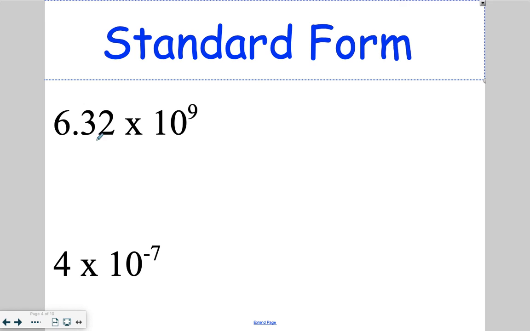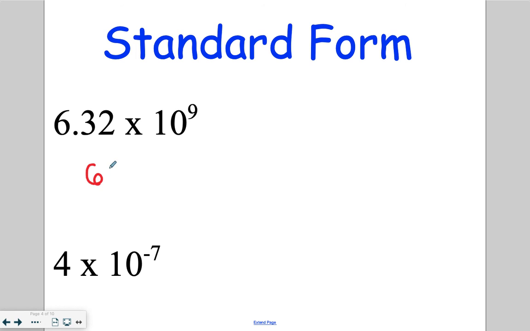Again, vice versa. Now we're going to be moving that decimal. This 9 means to go 9 spaces to the right. So 1 space, 2 spaces, 3, 4, 5, 6, 7, 8, 9. Then you can go back in and put those commas in every 3.